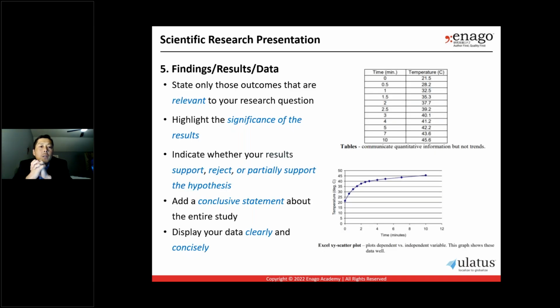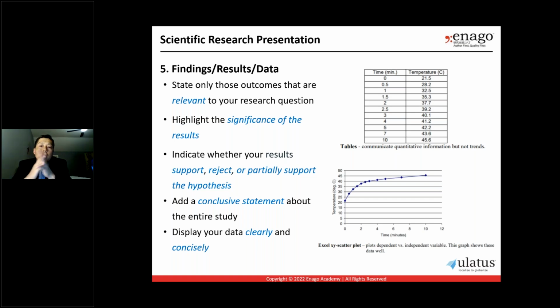So here's an example of how you can present your data, right? On the top right corner, you see a table with numbers. And on the bottom right corner is the exact same data, but on a graph. And you can see how the graph works. In this case, the graph works much better than the tabular presentation, right? Because you can see exactly when and how the temperature is changing in regards to time.